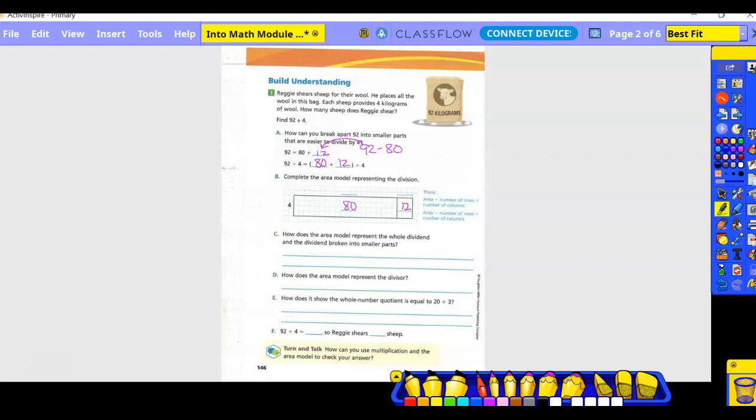So how does it show the whole number quotient? They want us to work it out. So 80 divided by 4 equals, put 8 in my box. 8 divided by 4 is 2, and then add a 0, so 20 would go here, right guys? Then here, 12 divided by 4 equals 3.